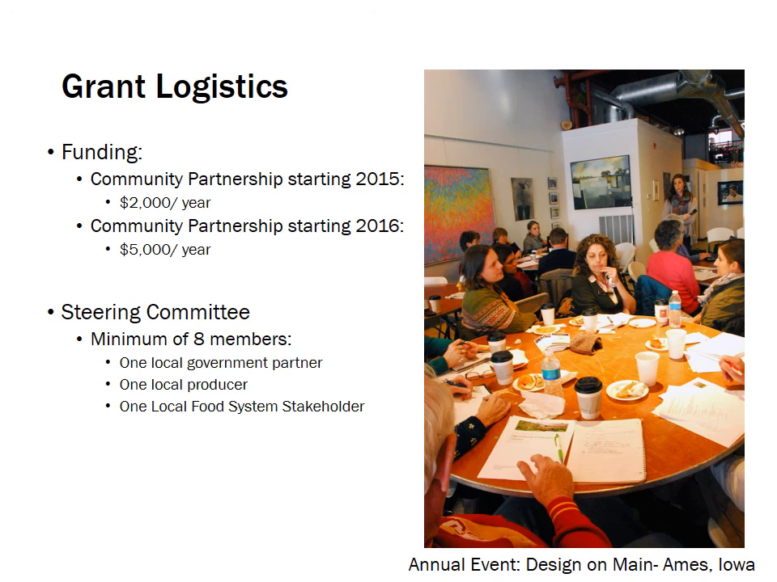In addition, it is required for each community to submit their steering committee members within the partnership application. The steering committee must include at least 1 government partner, 1 local producer, and 1 local food system stakeholder. This stakeholder can be involved as a local food coordinator, ISU field extension staff, or someone affiliated with the Regional Food System Working Group or Iowa Food System Working Group.